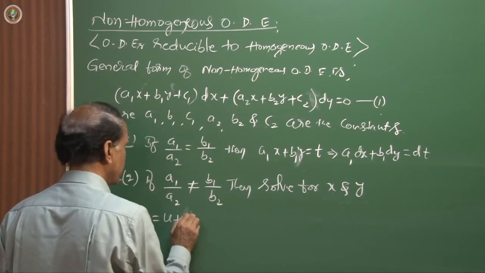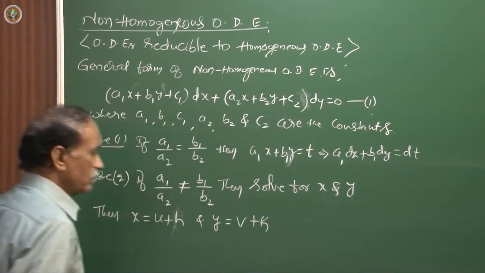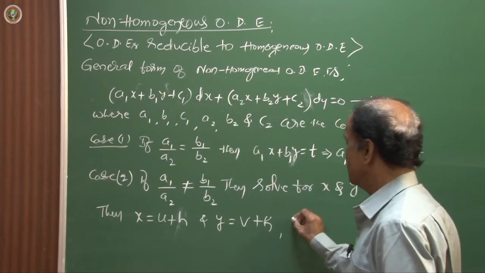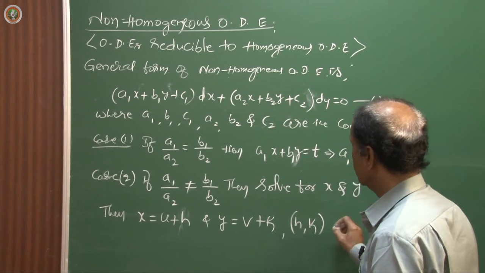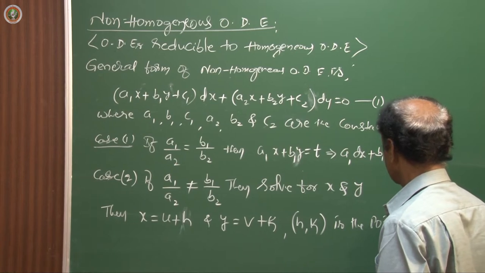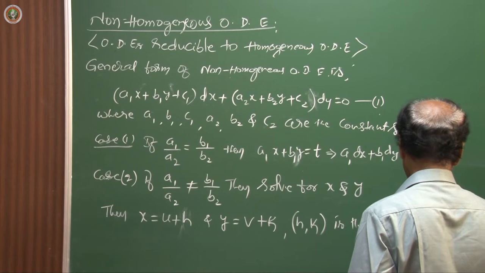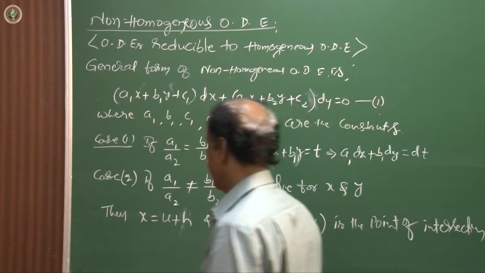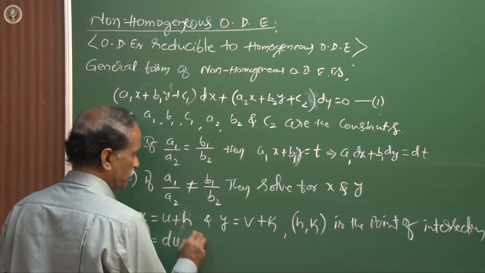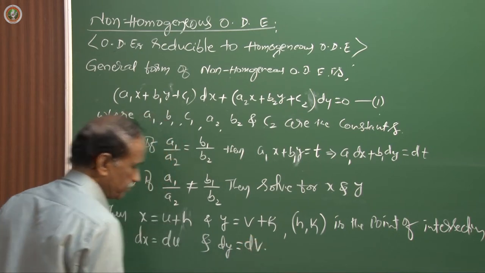Then we will take x is equal to u plus h, and y is equal to v plus k. That means h and k is the point of intersection. This is followed by what values of derivatives? dx is equal to du, and dy is equal to dv.